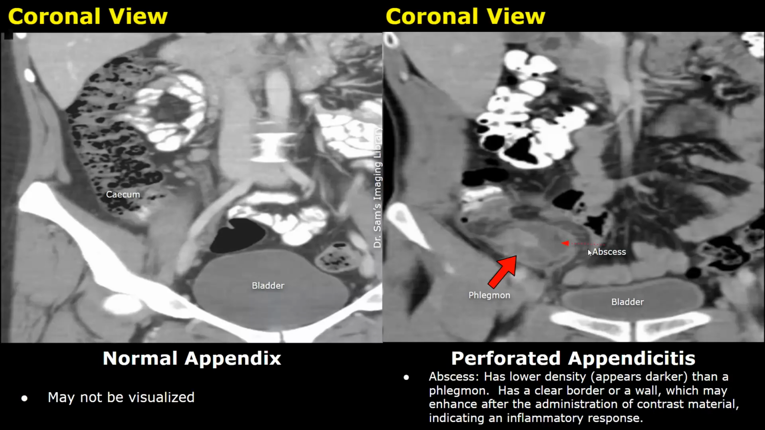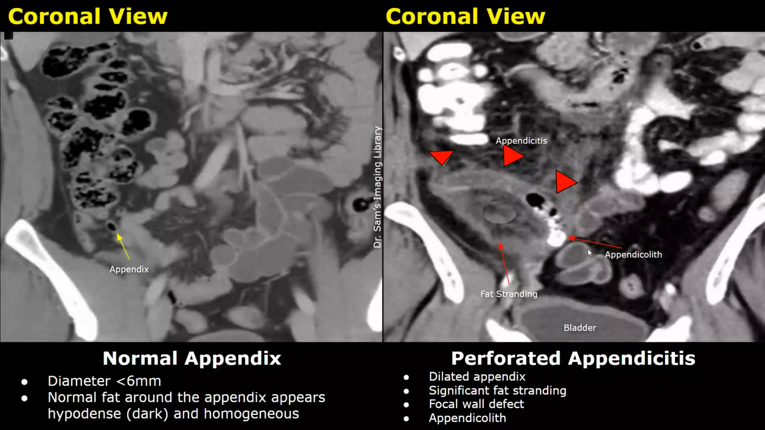Here is another case of perforated appendicitis. A large inflamed appendix can be seen with an appendicolith over here. Focal wall defect and significant fat stranding are also noted.